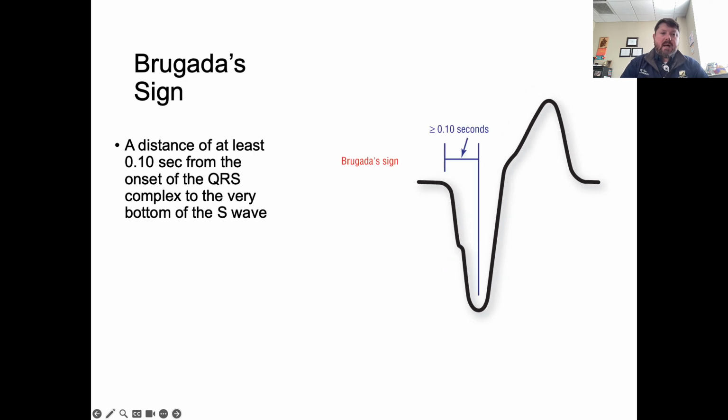And Brugada's sign refers to a distance of at least 0.10 seconds from the onset of the QRS complex to the very bottom of the S wave that is present in many complexes of ventricular origin. The presence of this distance interval is a very useful sign in distinguishing a ventricular complex from an aberrantly conducted supraventricular complex or a complex with an underlying left bundle branch block or right bundle branch block.